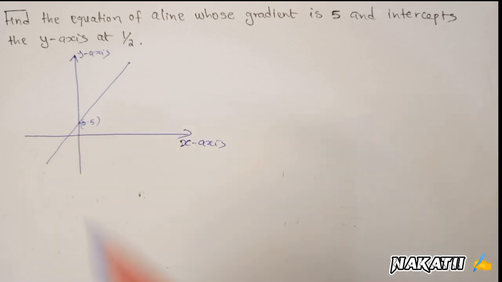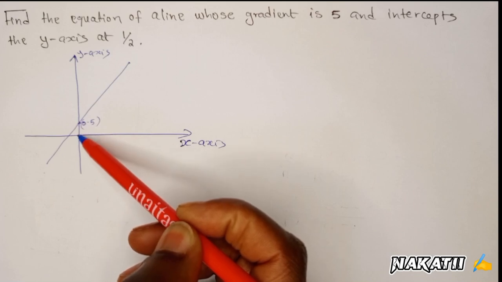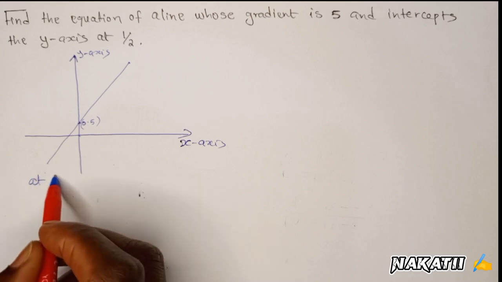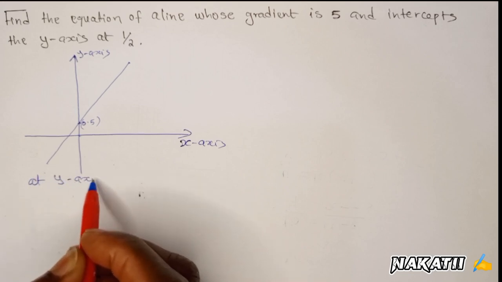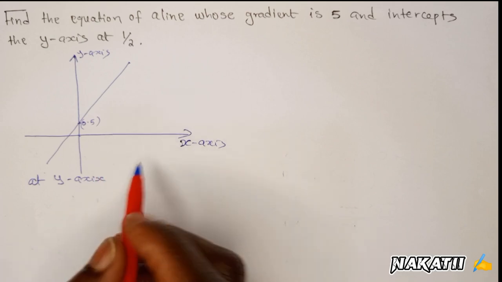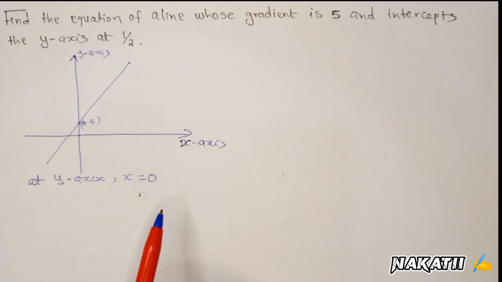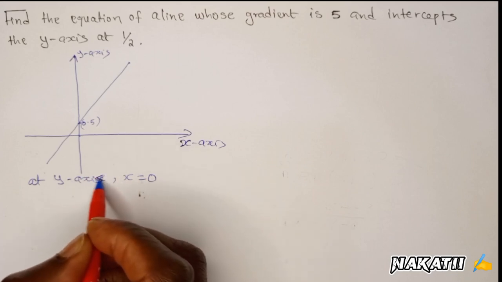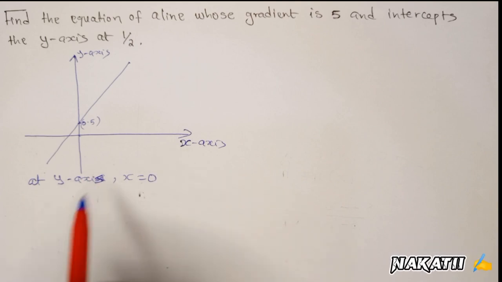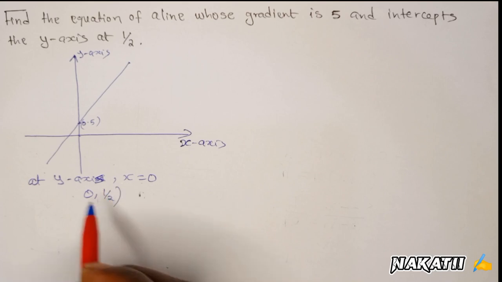So therefore you can see when we are at this point, if you go down, you read the value of x is 0. So we always say at the y-axis, or at the y-intercept, x is always equal to 0. At the y-axis, x will always be equal to 0. So therefore, the point is 0 and a half, or 0.5.